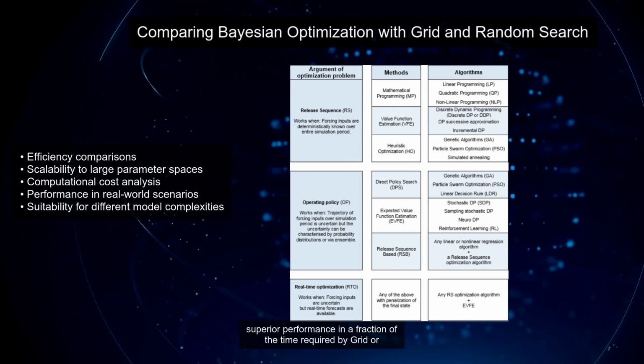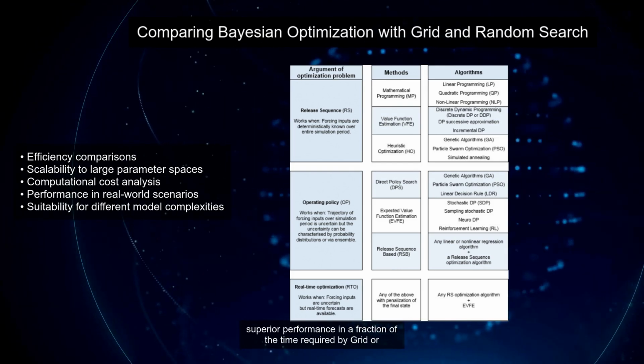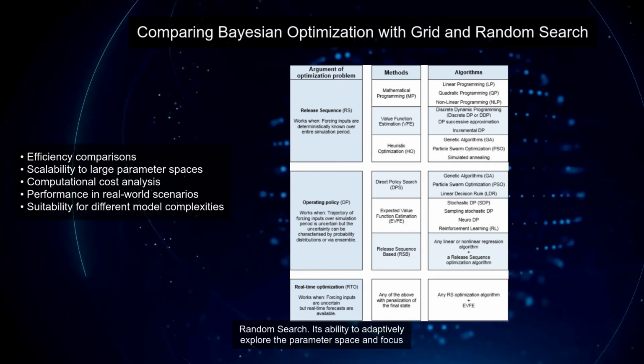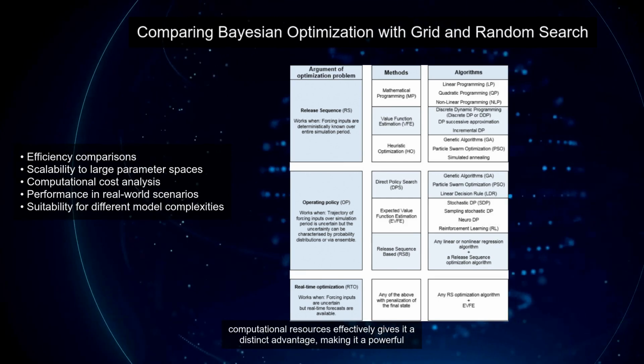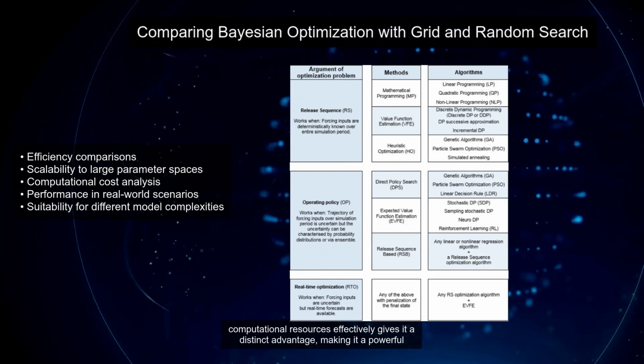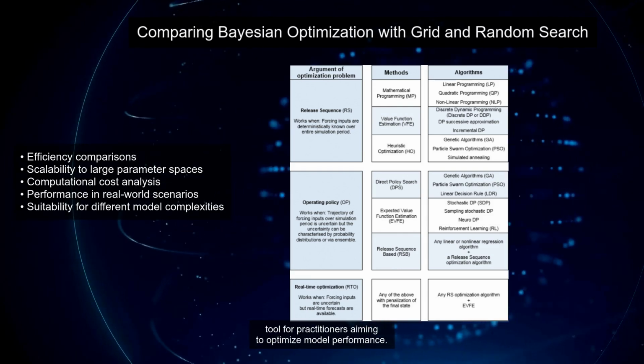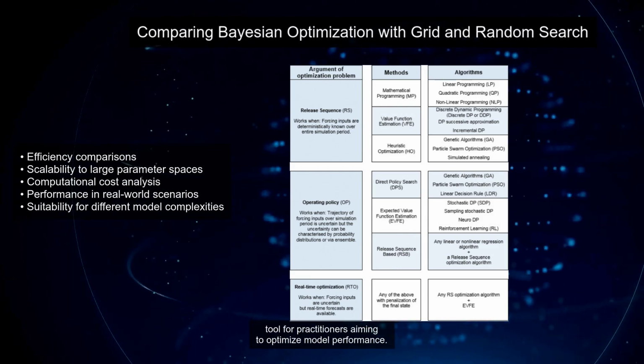Real-world scenarios often demonstrate that Bayesian optimization can achieve superior performance in a fraction of the time required by grid or random search. Its ability to adaptively explore the parameter space and focus computational resources effectively gives it a distinct advantage, making it a powerful tool for practitioners aiming to optimize model performance.